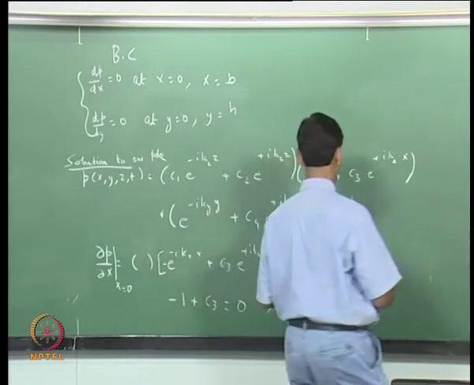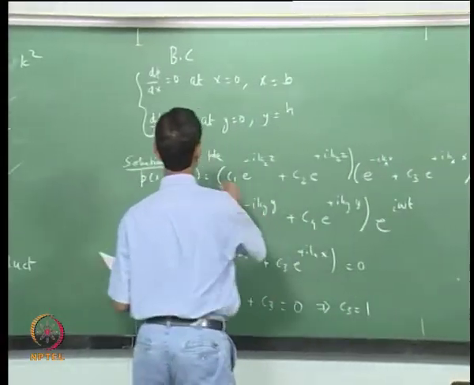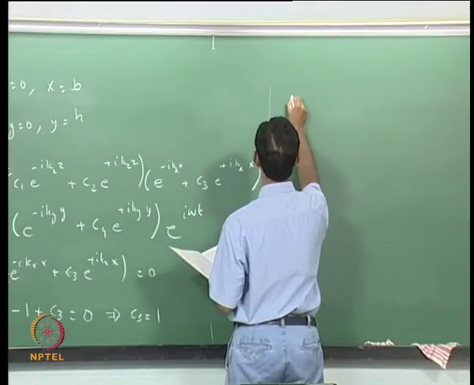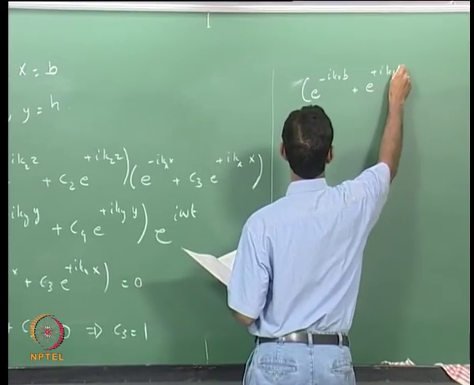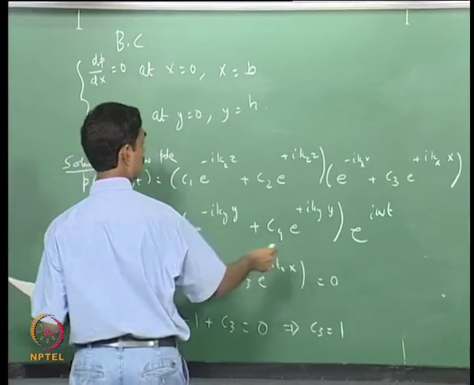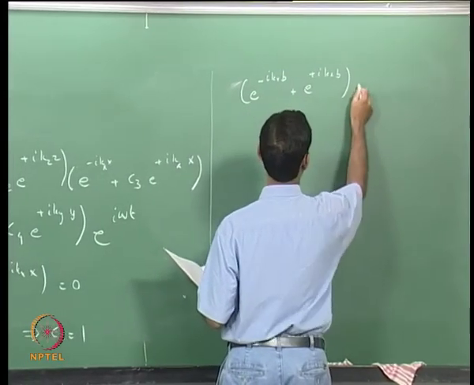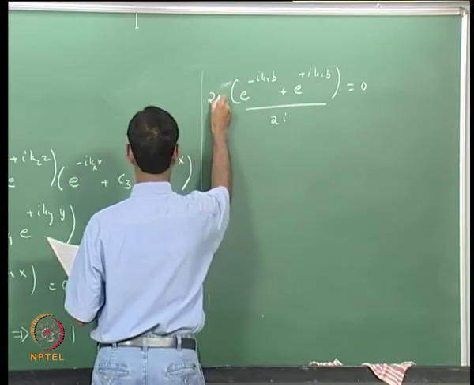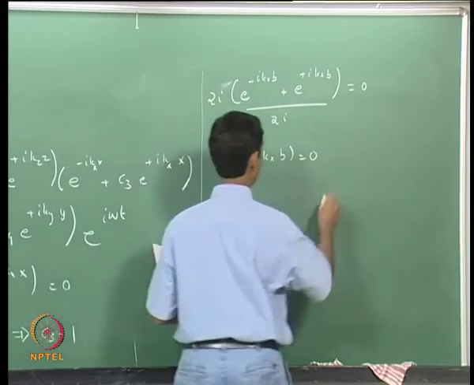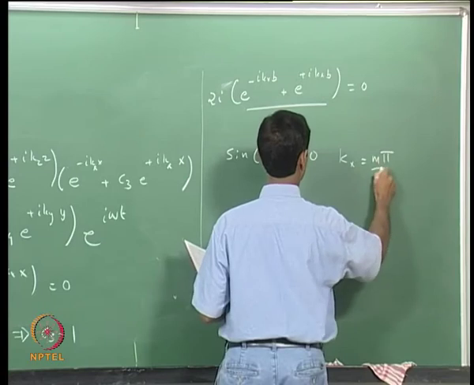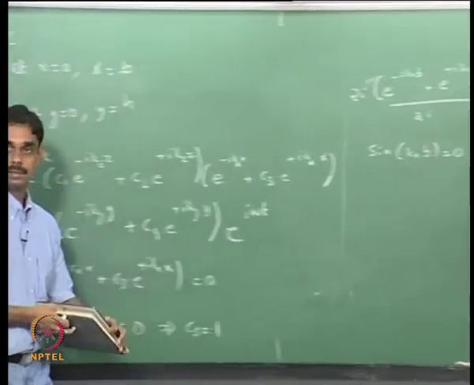So if I were to evaluate this at x equal to b, dp by dx is 0 at x equal to b, so I will get e power minus i kx b plus e power plus i kx b, because I have got c3 to be one, so it is 1 here, 1 here. So this should be equal to 0. I will divide and multiply by 2i, and so I will get sin kx b equal to 0. So this should give kx equal to m pi over b, where m is 0, 1, 2, 3. So this should be fairly straightforward.